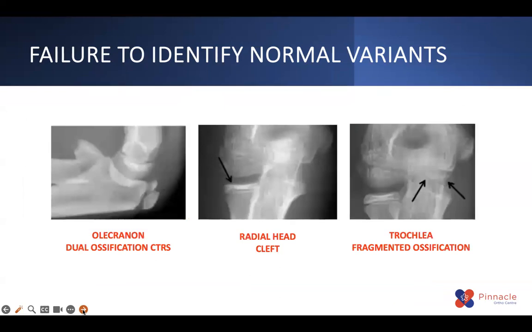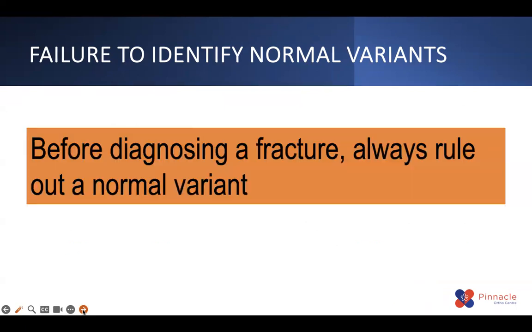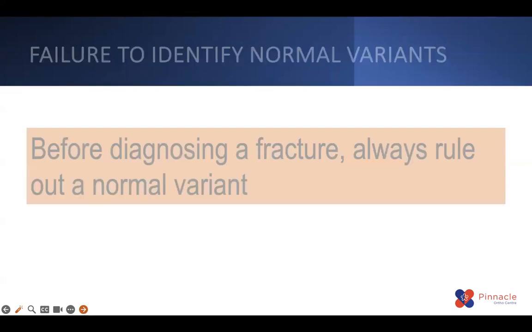There are some secondary ossification centers which ossify by multiple smaller nuclei, for example, the olecranon or the radial head or the trochlea, and these can be misdiagnosed to be fractures. So you have to be aware of these normal variants in order to avoid making these errors. So before diagnosing a fracture, always think whether this is really a fracture or this is a normal variant.